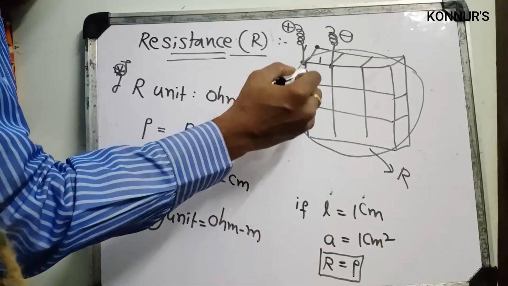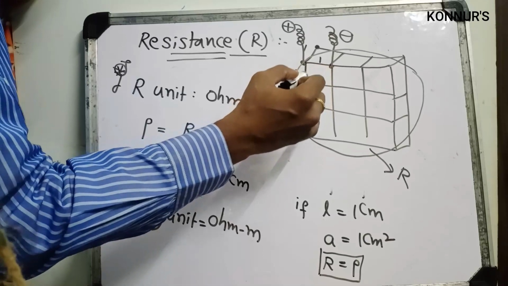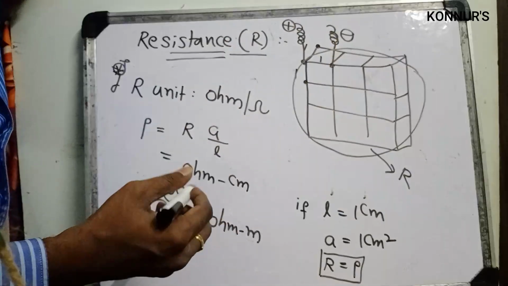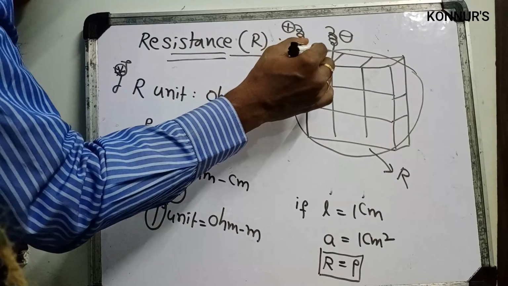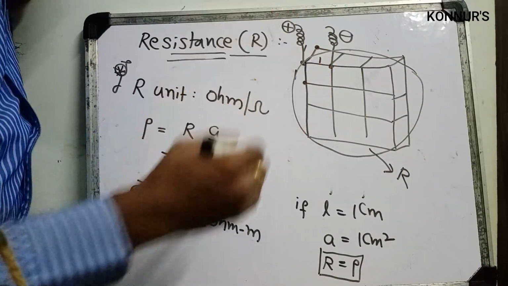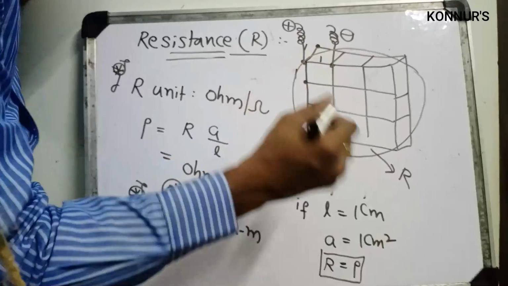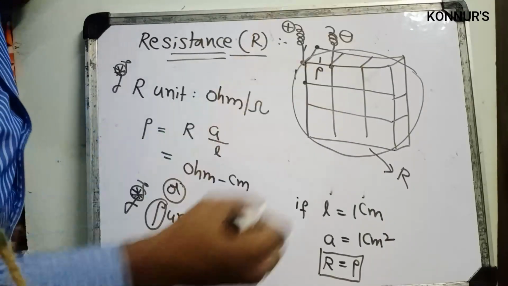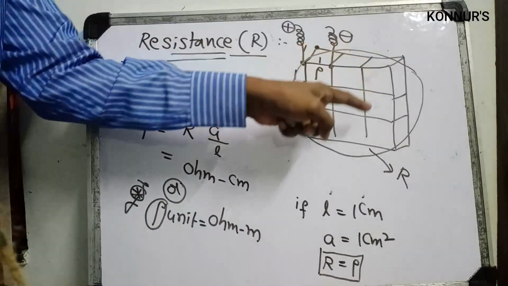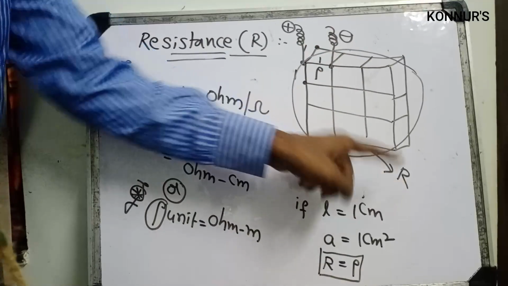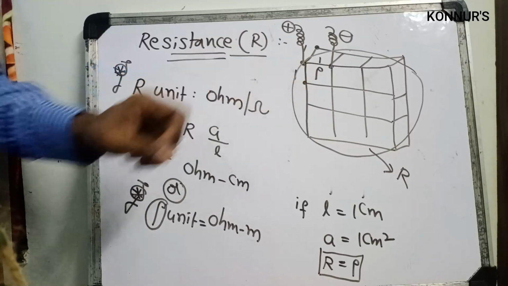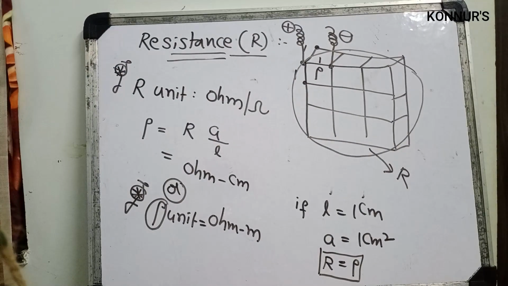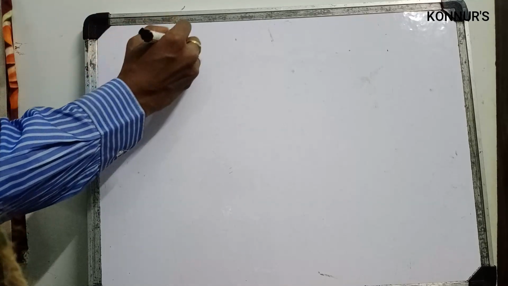Now 1 centimeter x-axis, 1 centimeter y-axis, 1 centimeter z-axis means L equal to 1 centimeter, A equal to 1 centimeter square. So this one box represents the rho value. The total 9 boxes resistance is R. One small box resistance is called resistivity. So next concept, conductance.